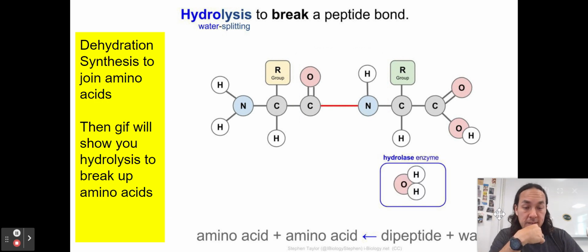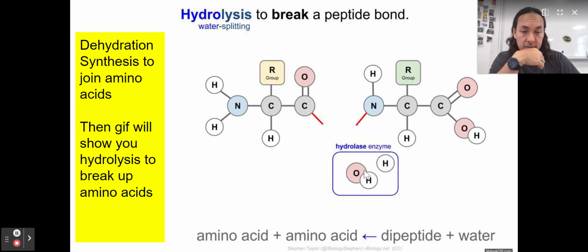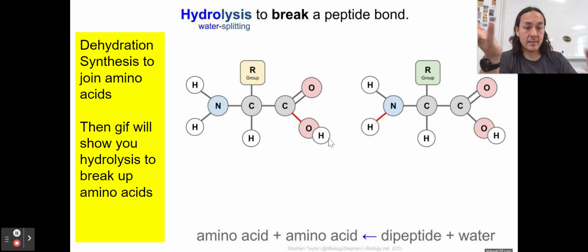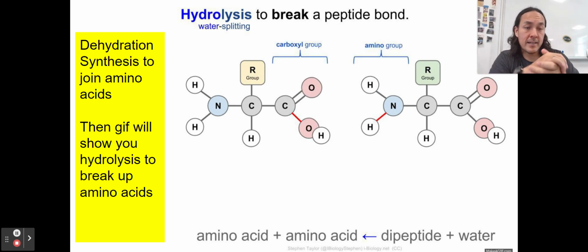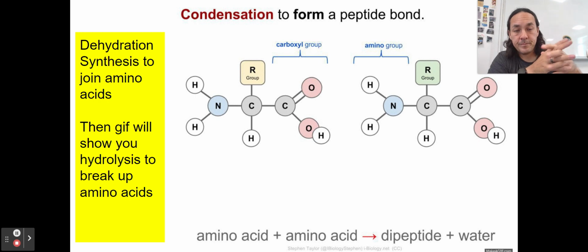If you ate some chicken or something for lunch, now you're going to use an enzyme to break apart these two amino acids. So then you can use those amino acids to build your own proteins. All right.